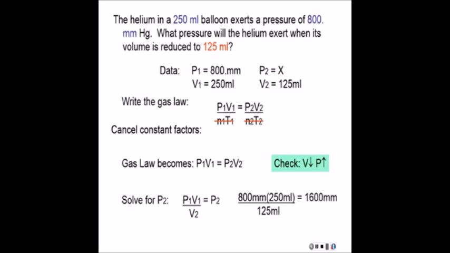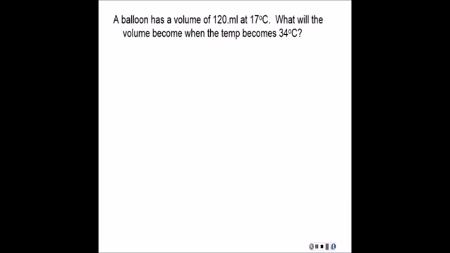Alright, let's try another problem. Here we have a balloon with a volume of 120 milliliters at 17 degrees centigrade. What will the volume become when the temperature becomes 34 degrees centigrade? So we copy out the data and label it. Write down the gas law, cancel out the units that we don't need anymore.